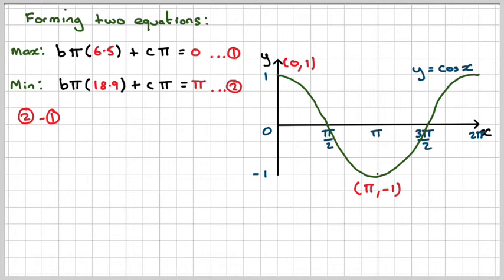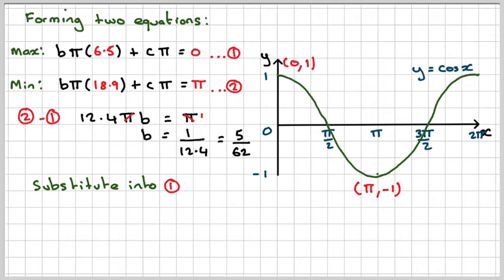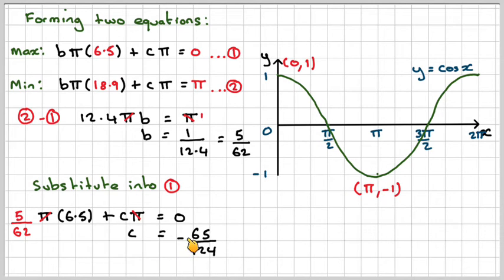Okay, if we do 2 take away 1, that will eliminate C. So we're going to get 12.4 pi B is equal to pi. The pi's will cancel out, so you're going to get B is 1 over 12.4. Now, it would be nicer if you put that in your calculator using the fraction button. It will convert it to 5 over 62, which is a nicer value to use. So if we now substitute that value into equation 1, we're going to have 5 over 62 pi times 6.5 plus C pi is equal to 0. The pi's will cancel out again, and you get that C is minus 65 over 124.